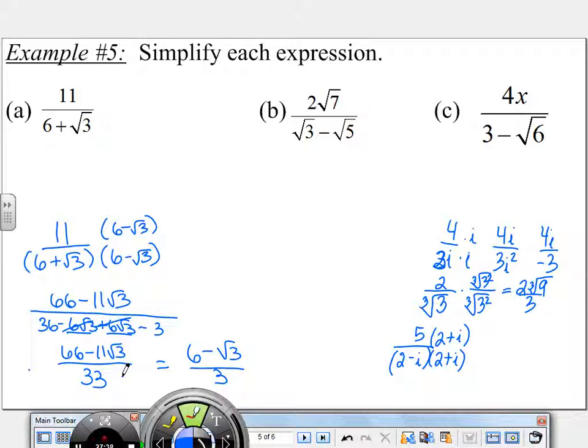A lot of people want to say, well, look at these 3's right here. Can I just cancel them out? No. You can't just jump something inside a radical. A 3 inside a radical is worth a different value than a 3 outside of a radical. So pay close attention to that. Okay? Any questions about this?